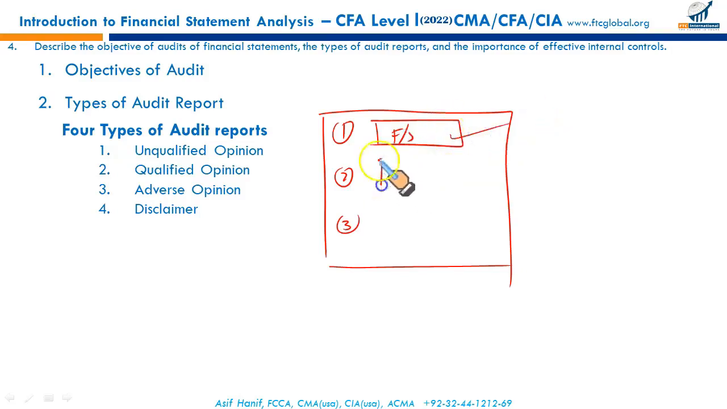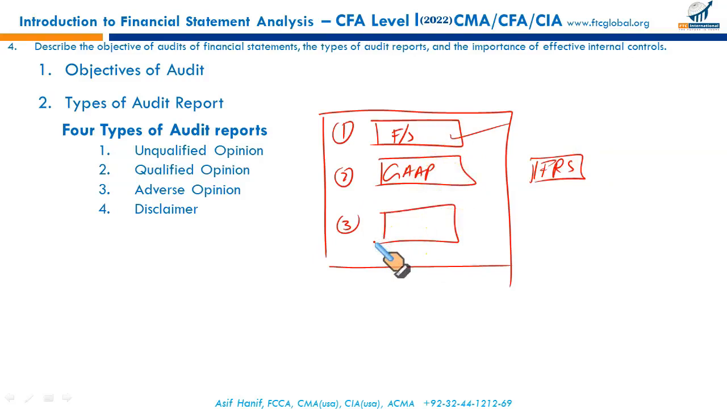The second part follows: whether or not the financial statements have been prepared under the US GAAP, since we are doing CFA, an American certification; otherwise, where IFRS is applied, the financial statements are audited under the IFRS. So whether the financial statements are prepared in compliance with GAAP, and finally, whether I, as an auditor, am satisfied with the financial statements. Do they give a true and fair view? Yes, they do.